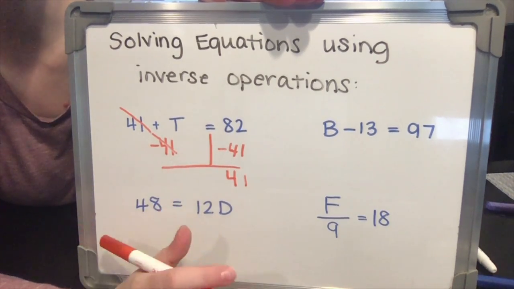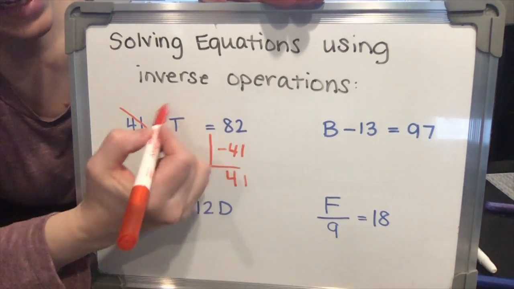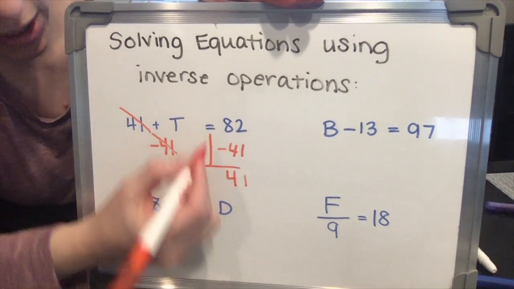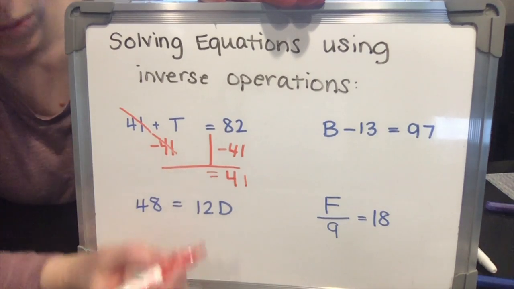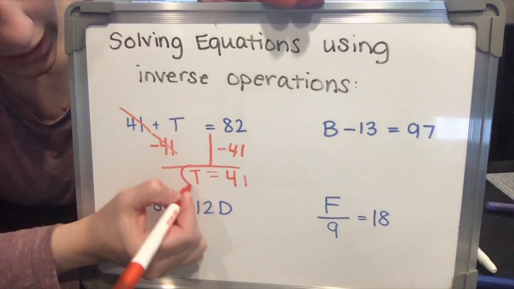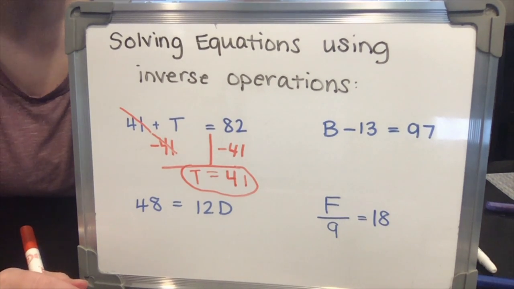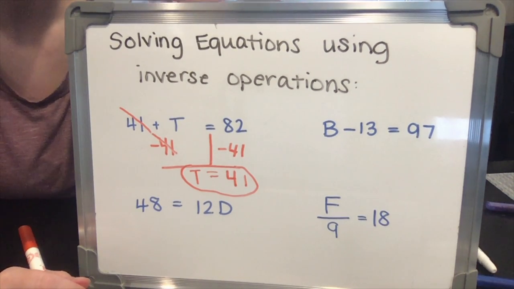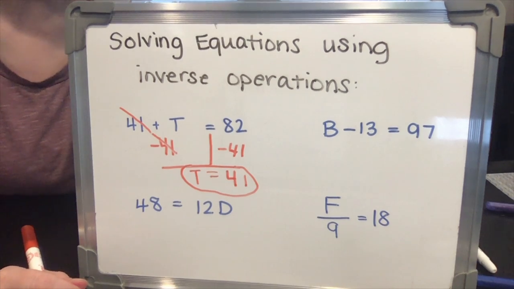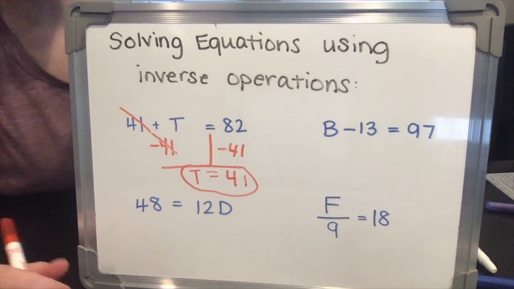And for my final step, all I need to do is take anything that is still remaining in my equation and bring it down to my answer. I still have an equal sign, and I still have the variable t, and I'm going to circle my answer. T equals 41. Some people could have definitely done that mental math, but this is a really good strategy to practice now so that it's there when you need it.